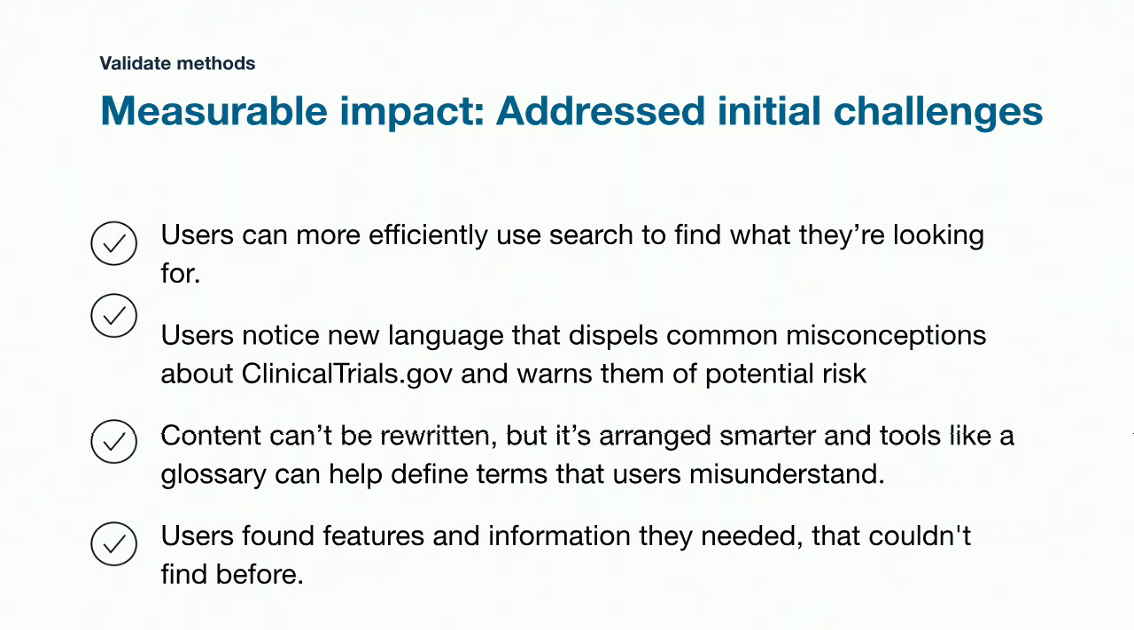And at the end of that version, we addressed all the initial problems that we were trying to solve for: that users could now efficiently use search to find what they were looking for easier. They dispelled common misconceptions that they had. The content wasn't rewritten, but it was arranged smarter. And we added tools like a glossary to help define commonly misunderstood terms. And users found information that they needed that they couldn't find before.